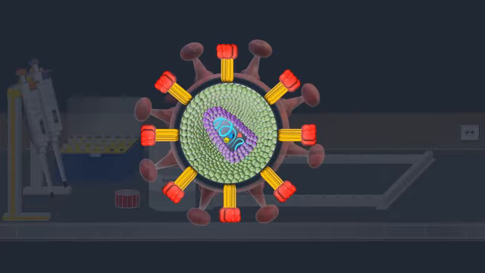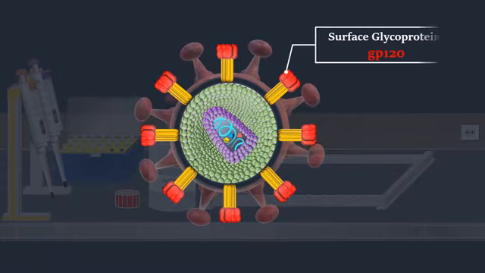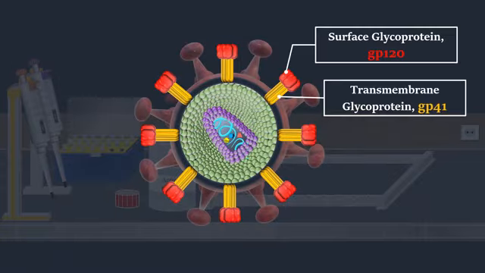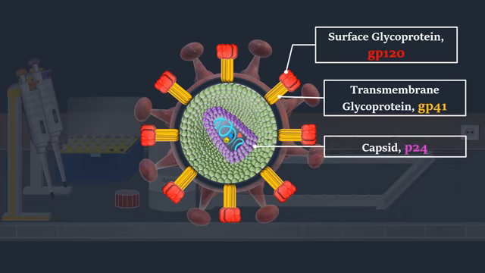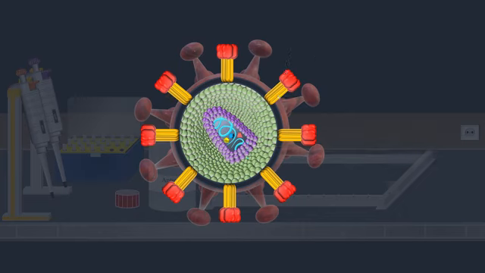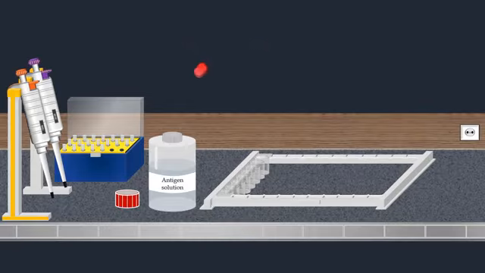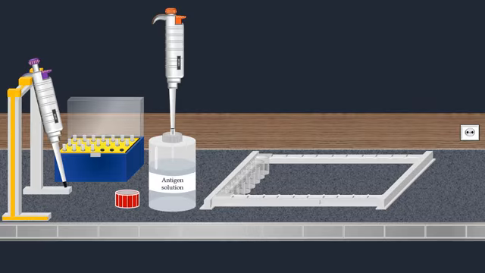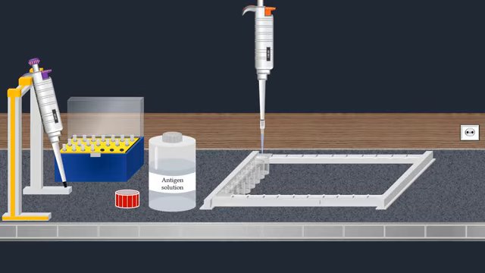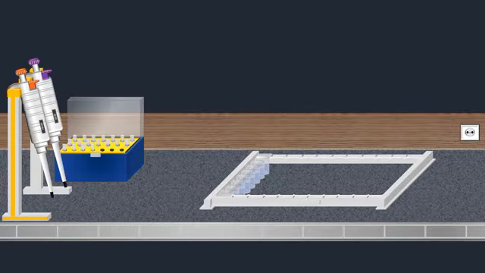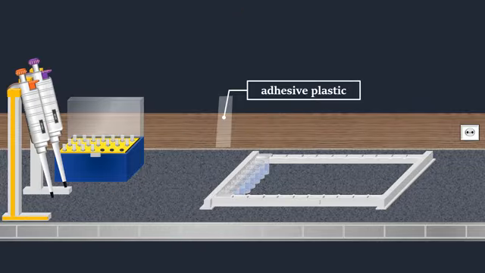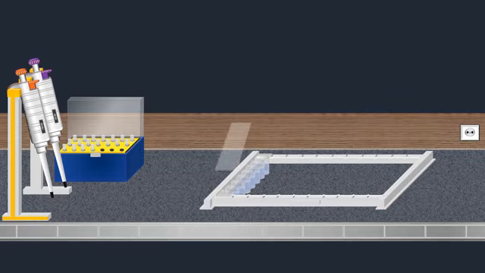The HIV virus has a complex structure consisting of various proteins, including GP120, GP41, and P24. To detect HIV antibodies, one or more of these antigens can be selected as the specific antigen. The selected antigen solution is carefully added to each well. Then, the well strip is covered with adhesive plastic and incubated at room temperature or in a laboratory oven.